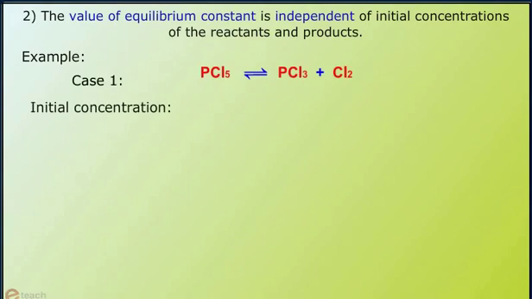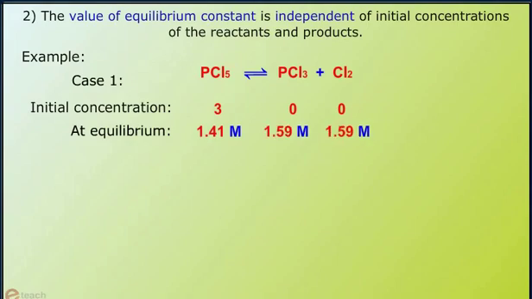For case 1, the initial concentration of PCl5 equals 3 and that of PCl3 and Cl2 equals 0. At equilibrium, the concentration of PCl5 is 1.41 and that of PCl3 and Cl2 is 1.59. So, the Kc of the reaction is 1.8.